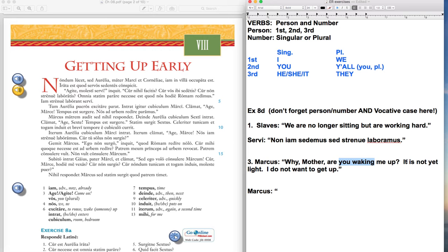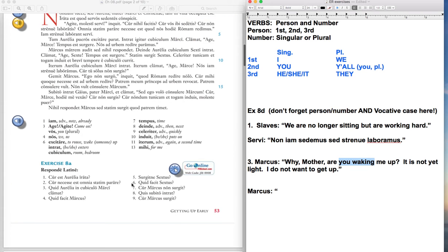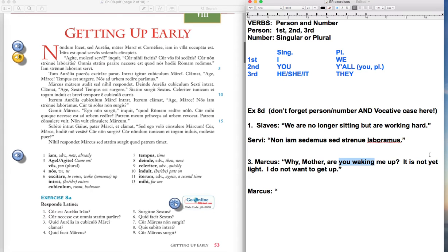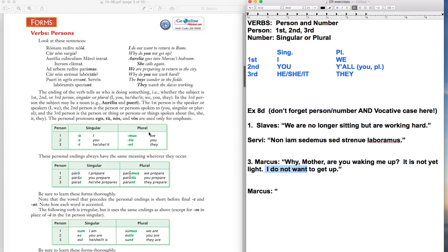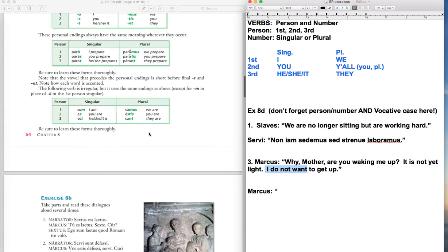That's a different kind of expression. It is, well, no, it is light. Is that in this chapter or is that a previous chapter? It is light is lucet. We'll get to that. And then I do not want also must have been in a previous chapter. I'm just looking through this now.